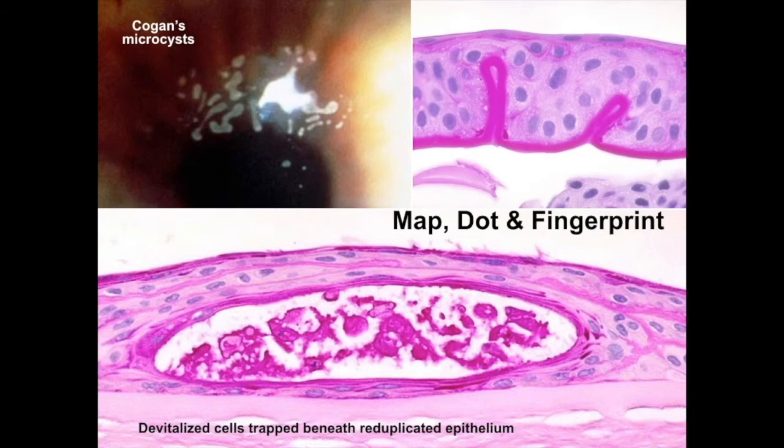Map dot and fingerprint, or anterior basement membrane dystrophy. It's now appreciated that the great majority of these cases aren't heritable. You can see changes identical to map dot and fingerprint in a lot of cases of chronic corneal edema and bullous keratopathy. The map form corresponded to Cogan's microcystic degeneration. The putty-like material in the dots is actually composed of devitalized epithelial cells trapped between 2 layers of reduplicated epithelium. Fingerprint dystrophy has intraepithelial basement membrane.